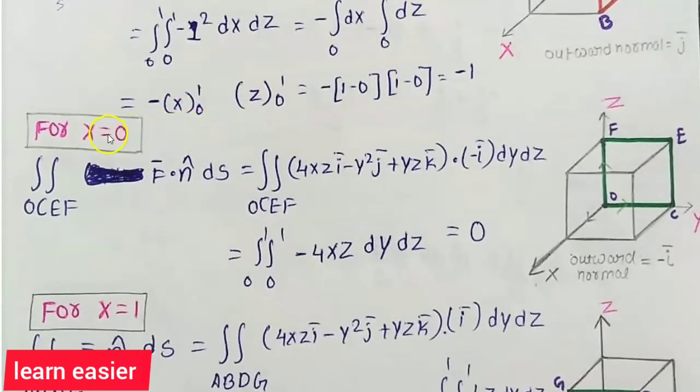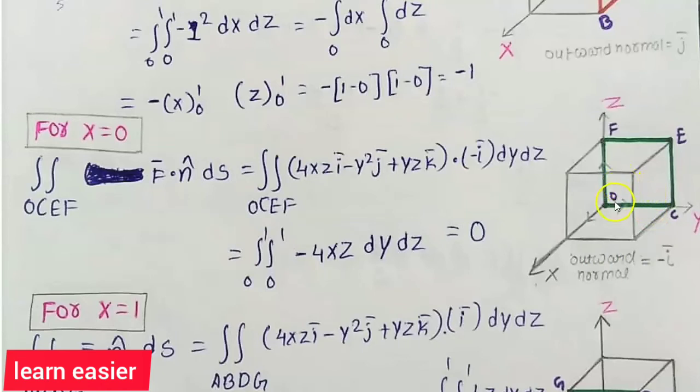Now take the x is equal to 0 plane, we have taken the surface OCEF. Now you can see here is the OCEF. And the vector f bar is 4xz into i bar minus y square into j bar plus yz into k bar, and the unit normal n cap is minus i bar. Why? Because the vector perpendicular to this surface is i bar, positive or negative, but we want the normal which is outward, which is only minus i bar.